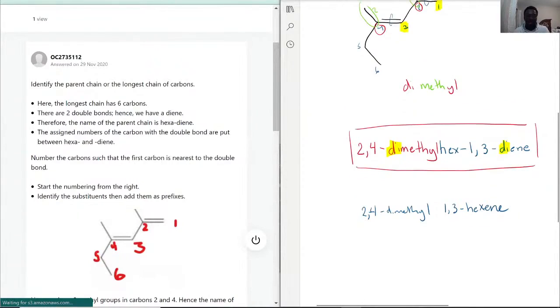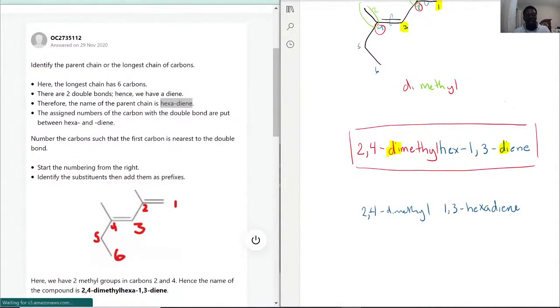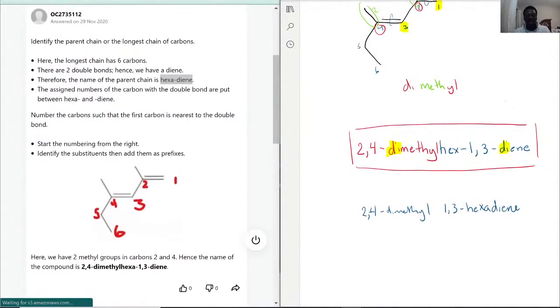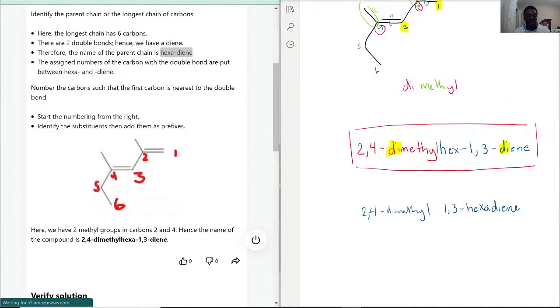So let's see how we did. They do break down how to go about this. Because there are 2 double bonds, we have a diene, and they call it hexa. Even though I guess this would be hexadiene, this one puts my mind at a little bit of ease. I have the assigned numbers, and they say that it's diene. So we do have 2,4-dimethyl because there are 2 methyl groups, and hexa-1,3-diene. So the first one that we did was correct, but we have to make sure we spell it correctly.